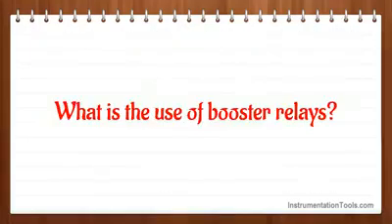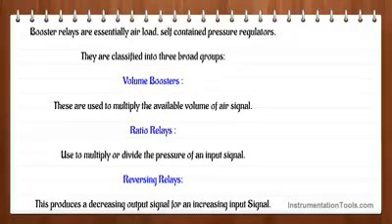What is the use of booster relays? Booster relays are essentially air-loaded, self-contained pressure regulators. They are classified into three broad groups. Volume boosters, these are used to multiply the available volume of air signal. Ratio relays, used to multiply or divide the pressure of an input signal. Reversing relays. This produces a decreasing output signal for an increasing input signal.